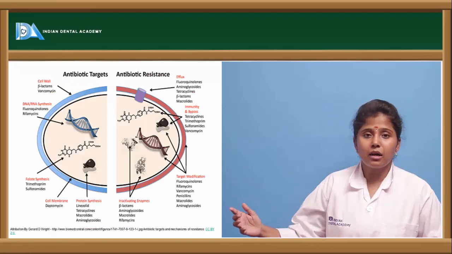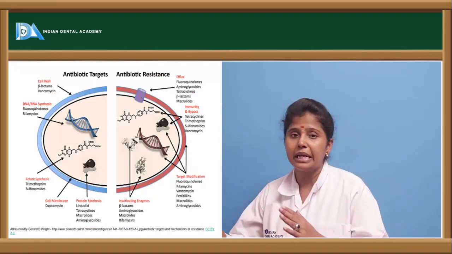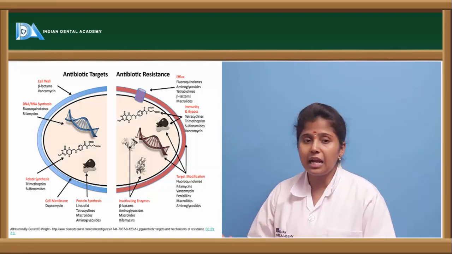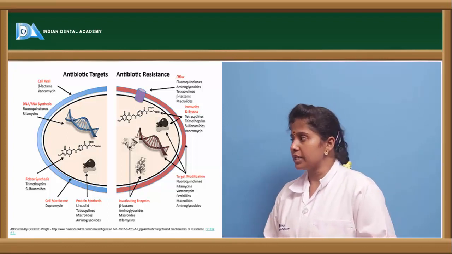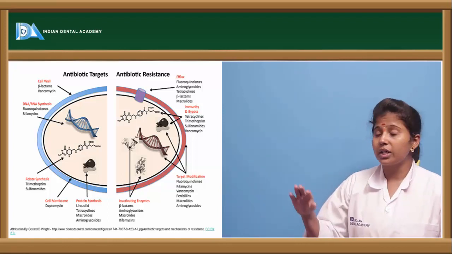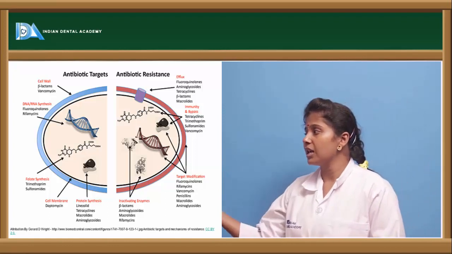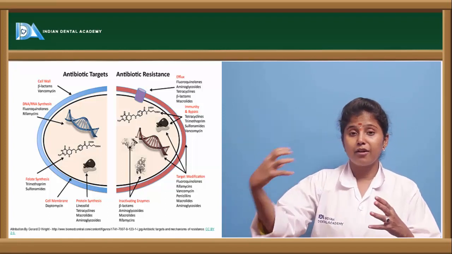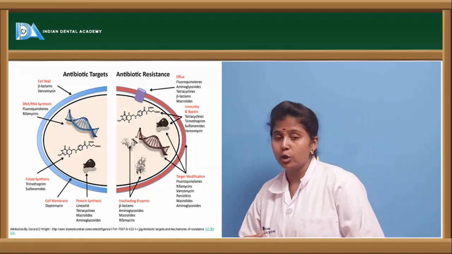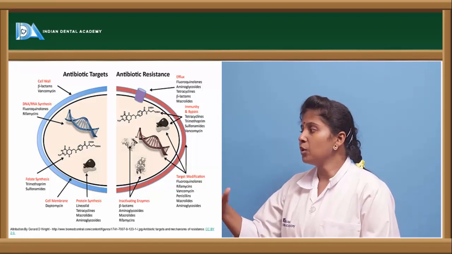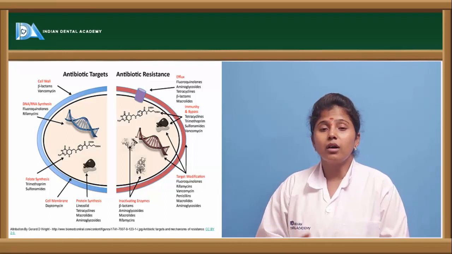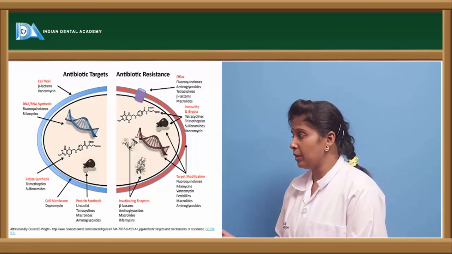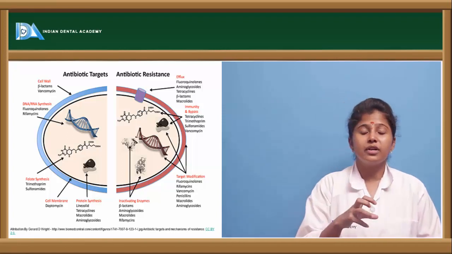And if we see here, the antibiotic targets are mainly cell wall, DNA synthesis, folate synthesis, cell membrane synthesis, and protein synthesis. And these antibiotics face resistance because of efflux of these drugs out of the cell, and immunity and bypass. So here they are developing resistance against the immunity, and target modification.